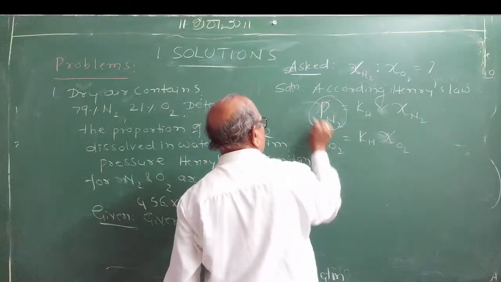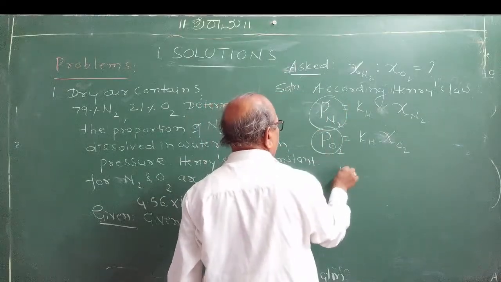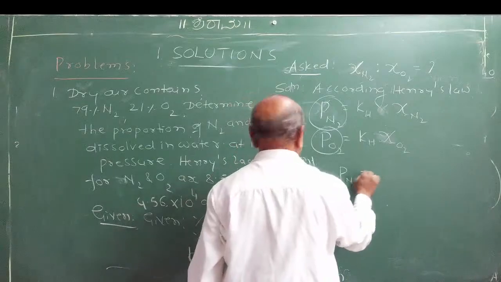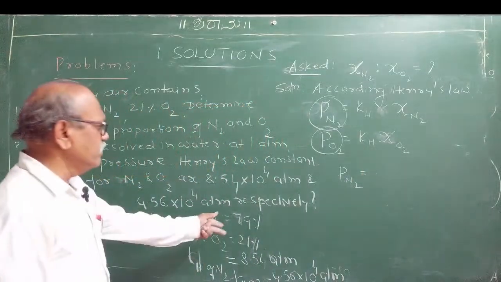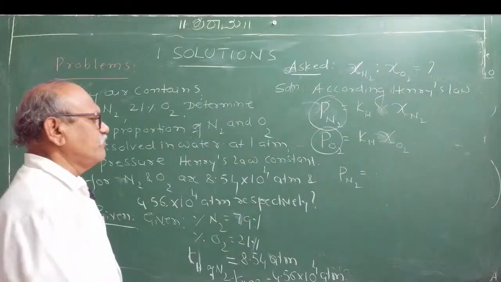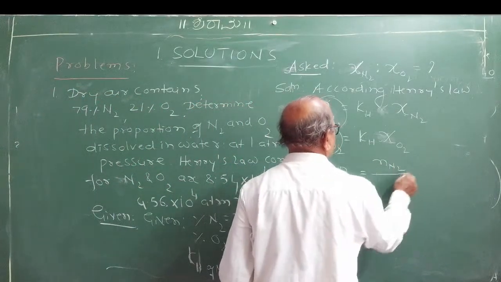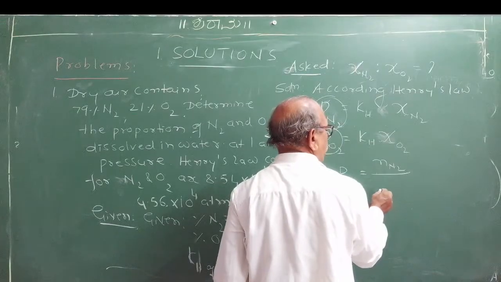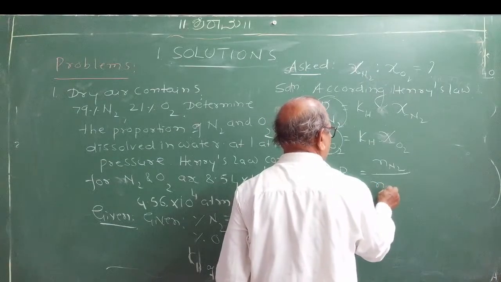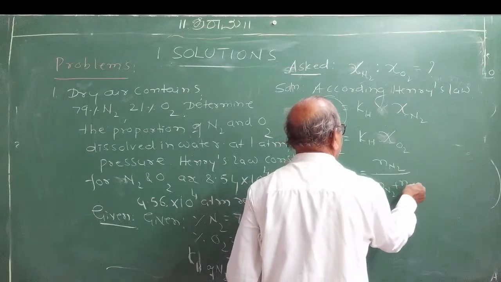You have to find out the partial pressure of nitrogen. How can you get the partial pressure of nitrogen? They have the ratio 79. For that, what is the formula of partial pressure? Number of moles of nitrogen divided by number of moles of nitrogen plus number of moles of oxygen.